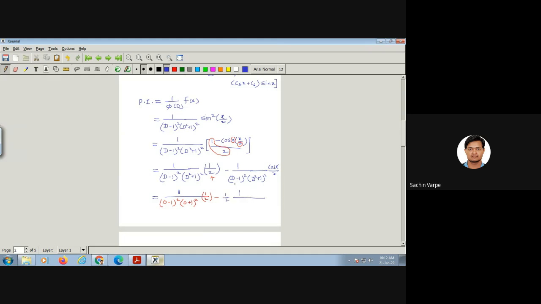1 upon, first of all let us expand this. So D square minus 2D plus 1, and here the expansion is D square square minus 2D plus 2D square plus 1 times cos.